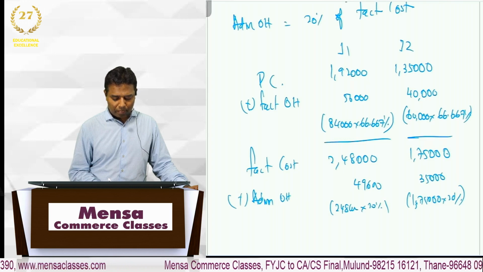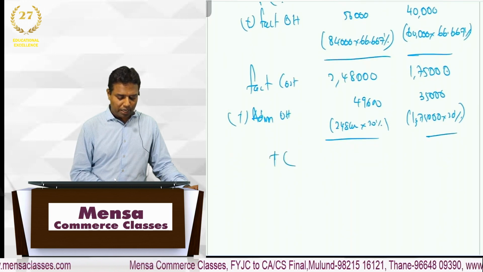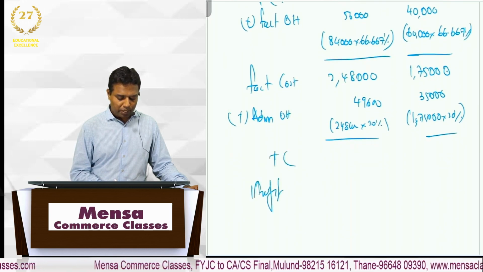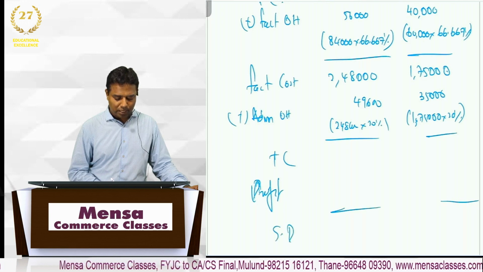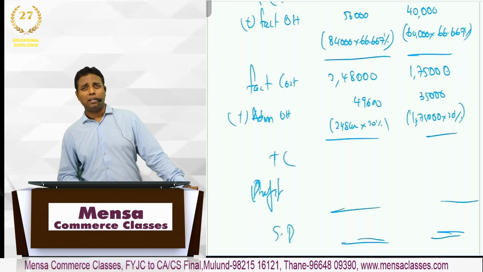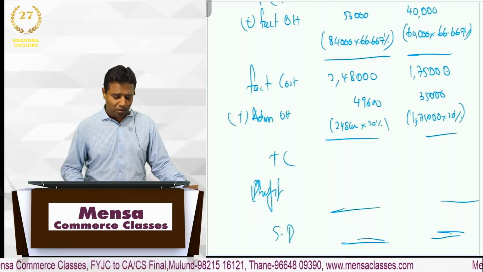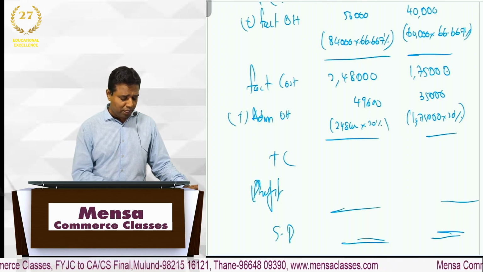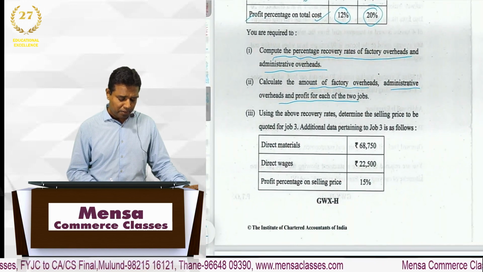Right? Then you'll get the total cost, and we already have the profit calculated. We have the selling price. That ends the question. Profit we already did, right? So that will finish that particular part. Let's move on and check what is asked in the third part.